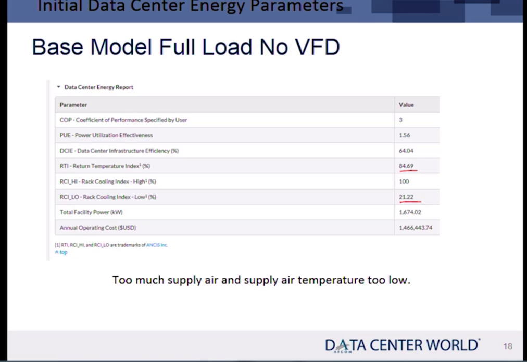I don't have any hot spots. So there's no hot spots in this data center. I'm certainly cooling it well enough. But if you look at the RCI low, that's looking at the low temperature metric. It's at 21%. It's too cold.